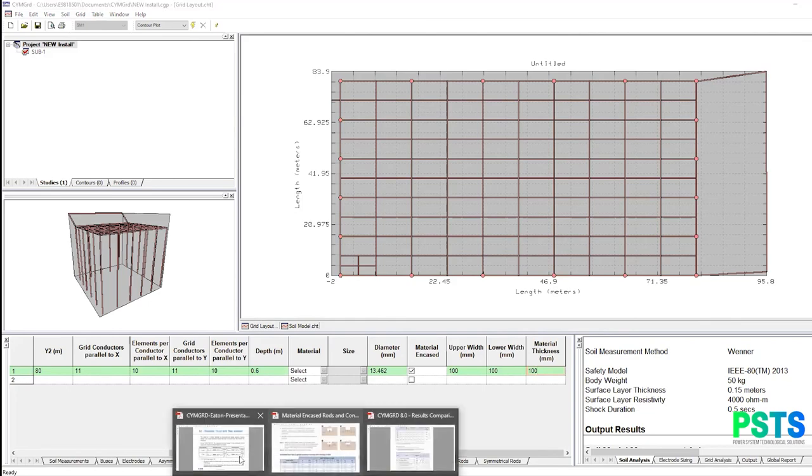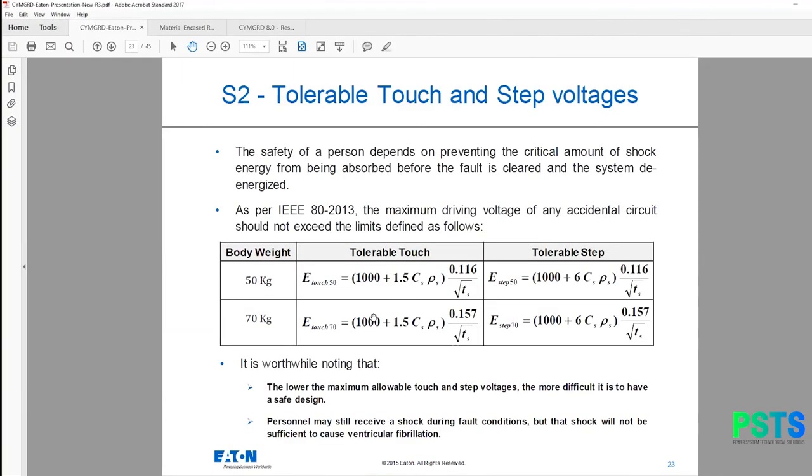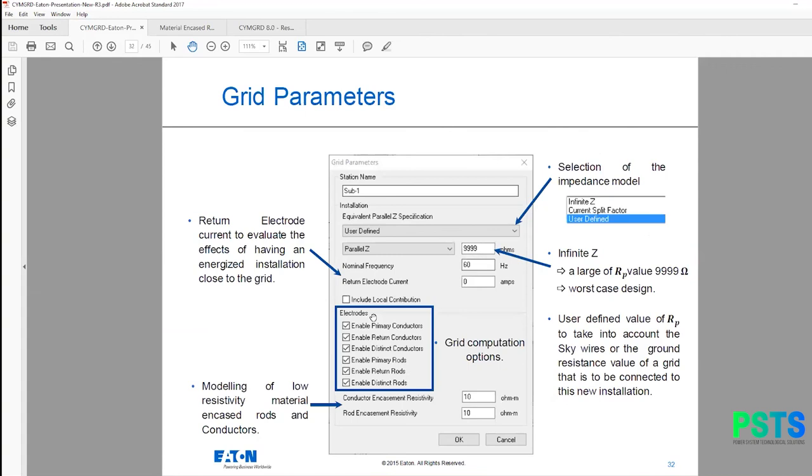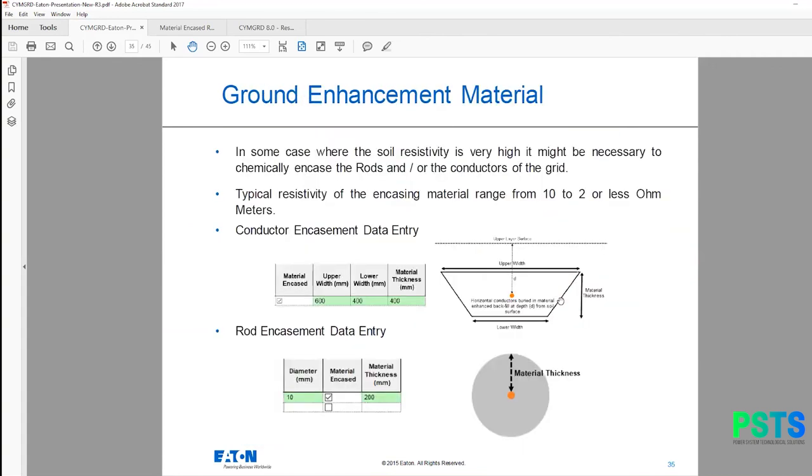I'm going to go back to my presentation. And this is what we do. This is the upper width, lower width, and material thickness, because sometimes the trench might not be a full rectangle, but we assume that it is a rectangle. And this is the material thickness of this enhancement material. And this is my rod, and this is what's around it.